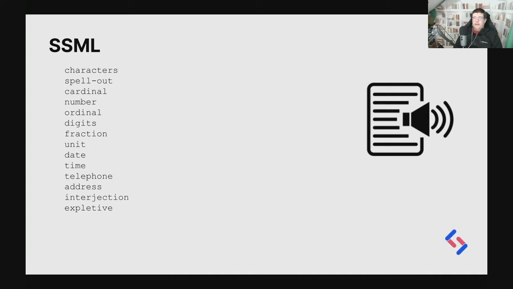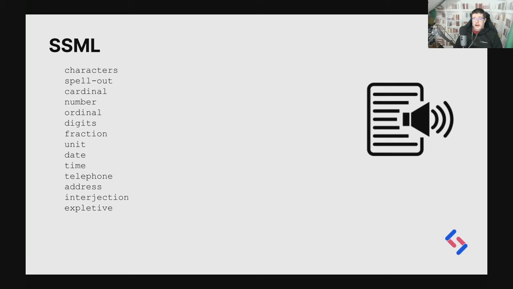So characters will say an acronym. So if you want to make sure an acronym is spelled correctly, or you want to spell something, maybe your customer has an office in a city that's difficult to pronounce or has a foreign name, you can just spell it out. So you can say my office is in Milan, Milan, so everybody knows. Spell out will actually spell out the words in the phonetic alphabet.